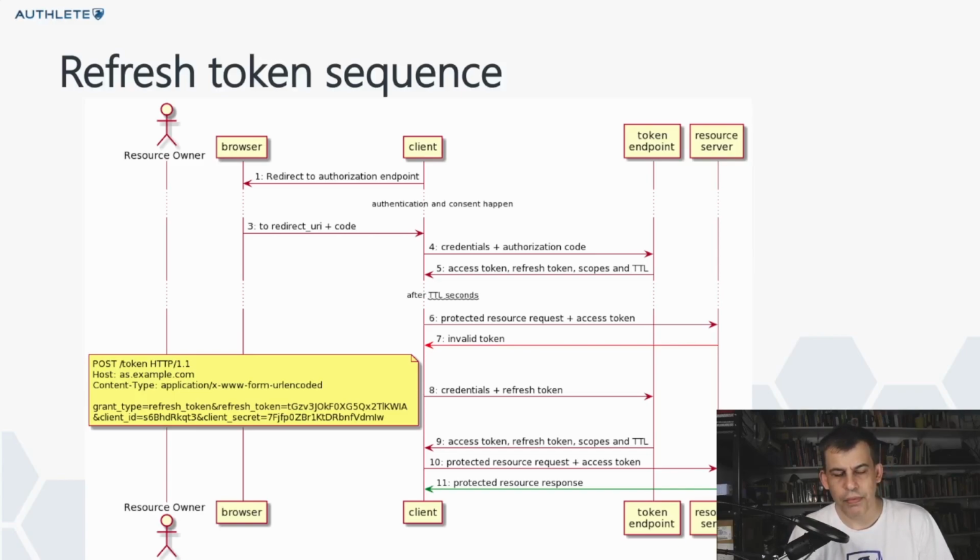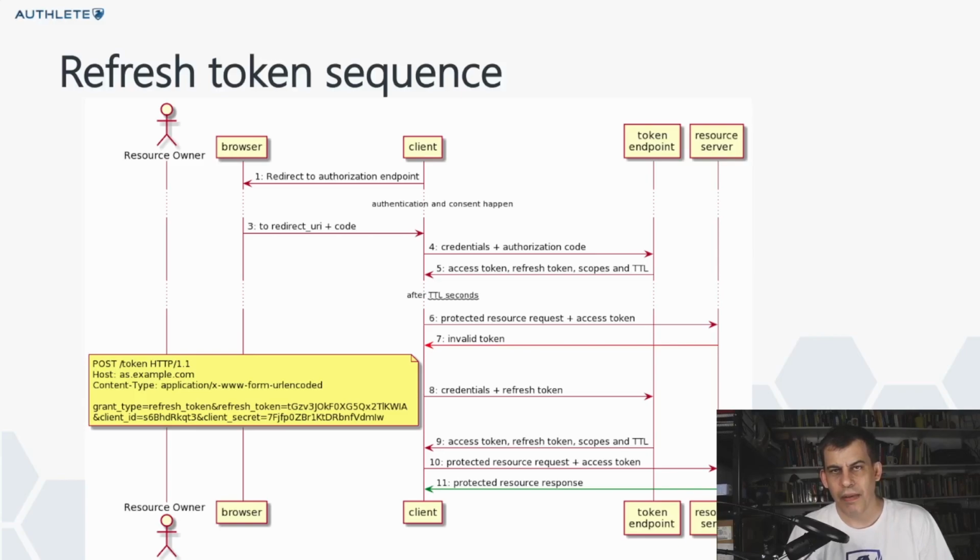The first five messages are the same as the authorization code flow, where the client redirects the browser of the owner of the resource to the authorization server. The authorization server renders an authorization code and redirects the browser back to the client. The client receives that code, accesses the token endpoint with a grant type equal to authorization code, and then gets from the token endpoint the access token, the refresh token, the list of scopes, and the TTL. Then the client can start accessing the protected resource on the resource server.